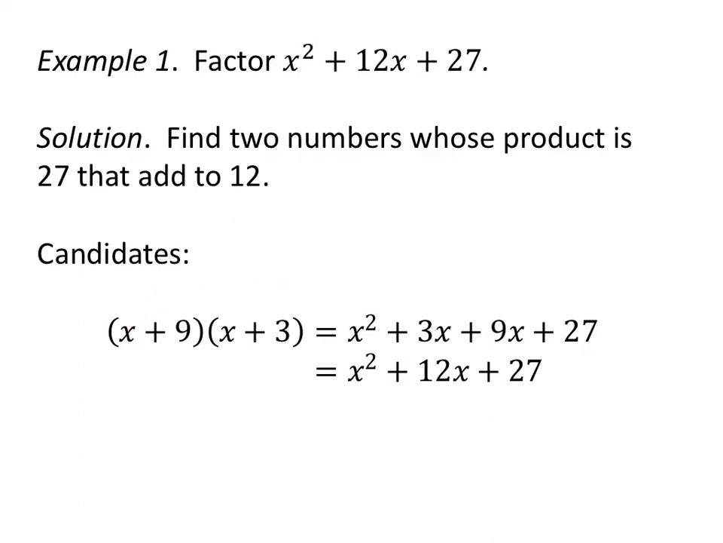So the first terms, x times x would give us x squared, outer would give us x times 3 or 3x, inner would give us 9x, and the last would give us 27. And when you combine the two middle terms here, you get 12x. So it indeed is that particular one.